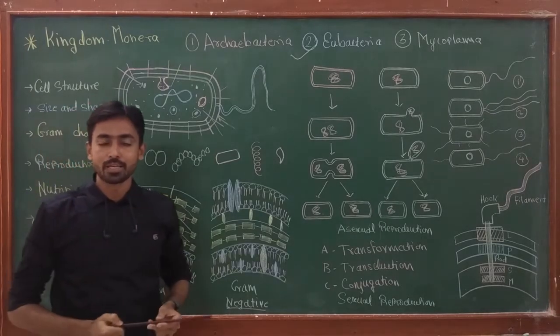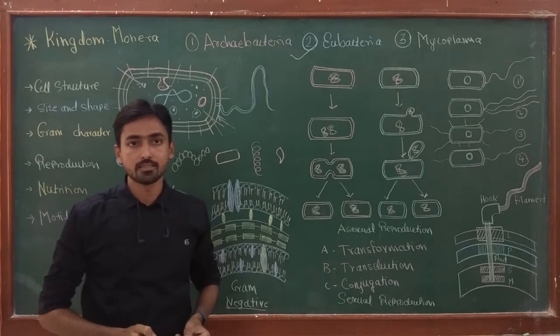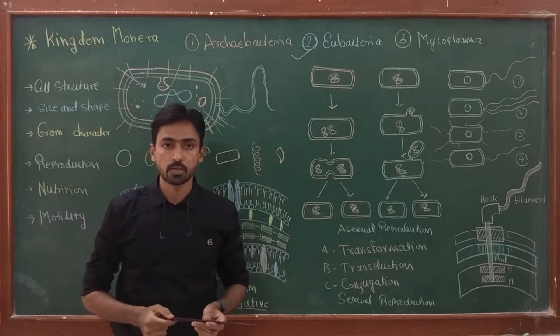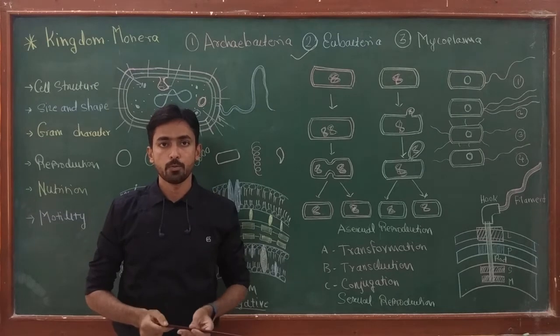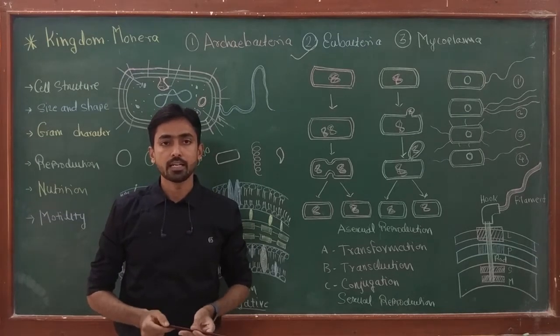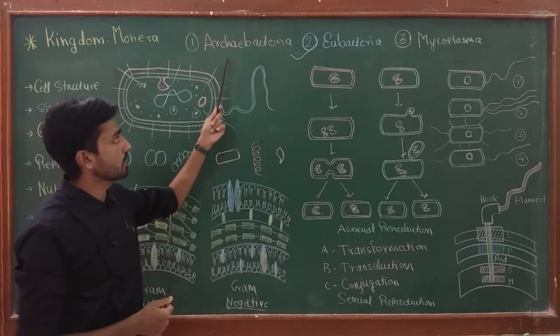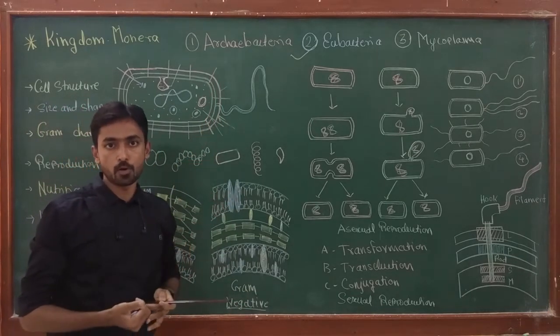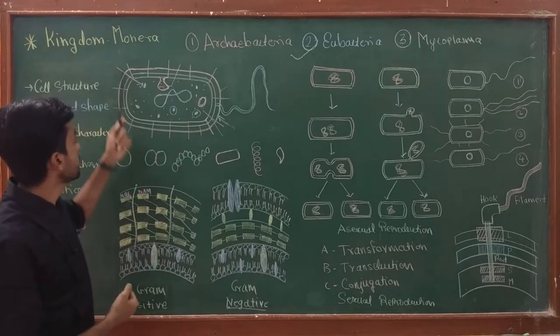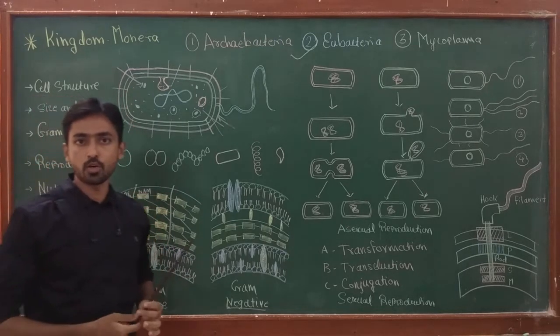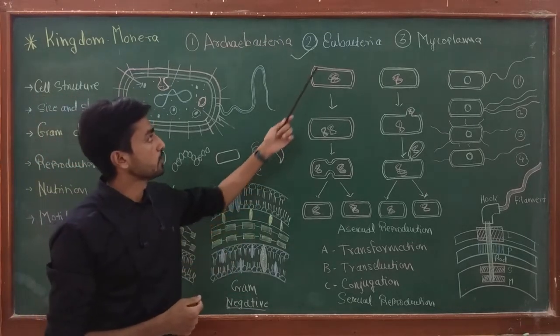Hello everyone. In my previous two videos, I discussed in detail the concept of the five kingdom system of classification proposed by R.H. Whittaker in 1969. In my last video, I also focused on Archaebacteria, which is the type of organism he placed in Kingdom Monera. Now in this video lecture, I am going to focus on Eubacteria.